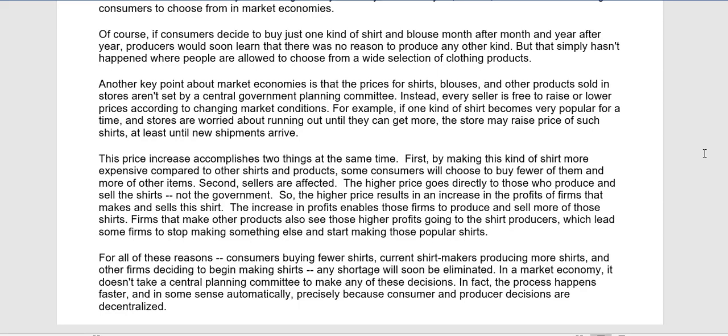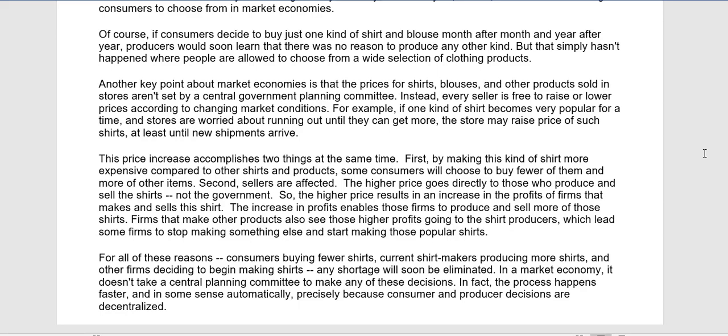This price increase accomplishes two things at the same time. First, by making this kind of shirt more expensive compared to other shirts and products, some consumers will choose to buy fewer of them and more of the other items. Second, sellers are affected. The higher price goes directly to those who produce and sell the shirts, not the government. So, the higher price results in an increase in the profits of firms that make and sell this shirt.